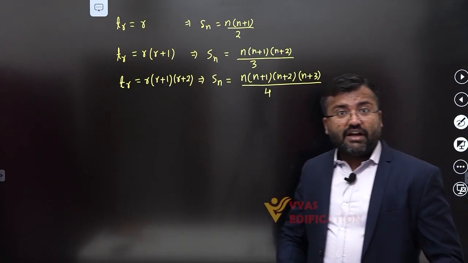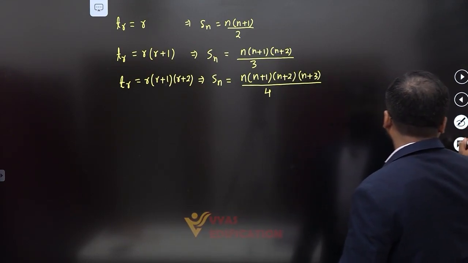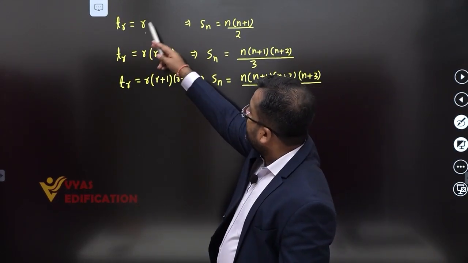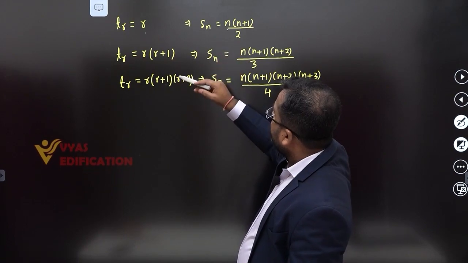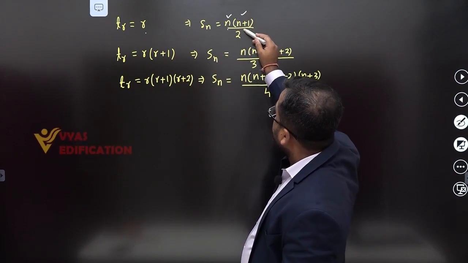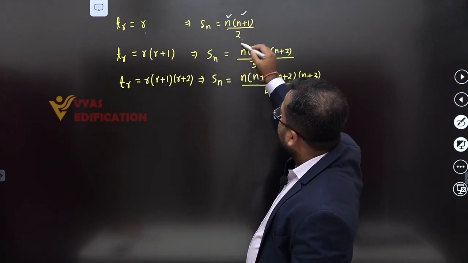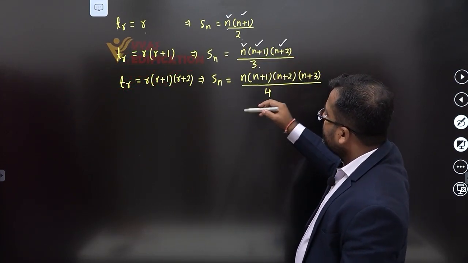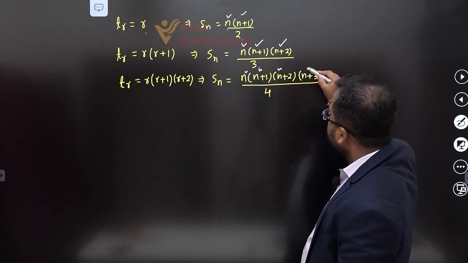Do you see some kind of a pattern? What kind of a pattern are we talking about? I'm talking about, okay, this is R. What about the next term? Instead of R, we see n and the next term n plus 1, and divide by 2. For R plus 1, we see n plus 1, next term n plus 2, divided by 3. For R plus 1, R plus 2, we see n plus 1, n plus 2, next term n plus 3, divided by 4.